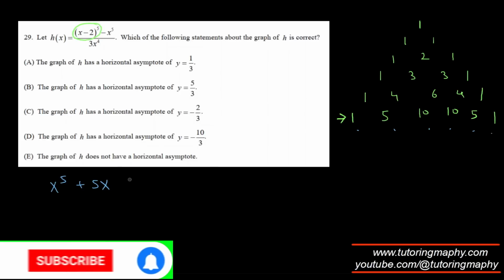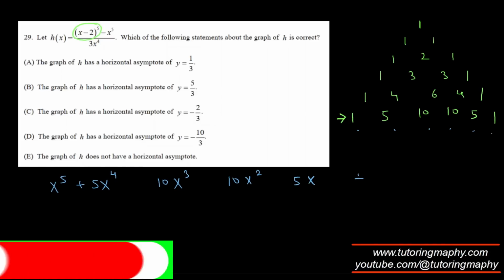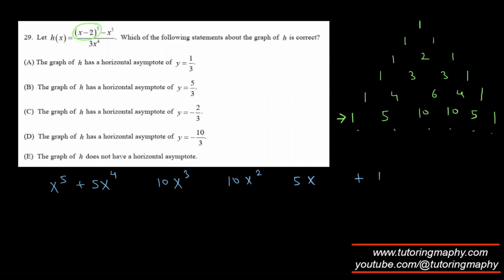Likewise, 5 times x raised to 4. I'm just going to write the x terms first: x raised to 4, then 10 times x cube, then 10 times x square, then 5x, and then 1. And then we are going to write, since it is x minus 2, it's going to toggle the sign. So plus, minus, plus, minus, plus, minus. And then we are going to write the powers of 2 starting from 2 raised to 0.